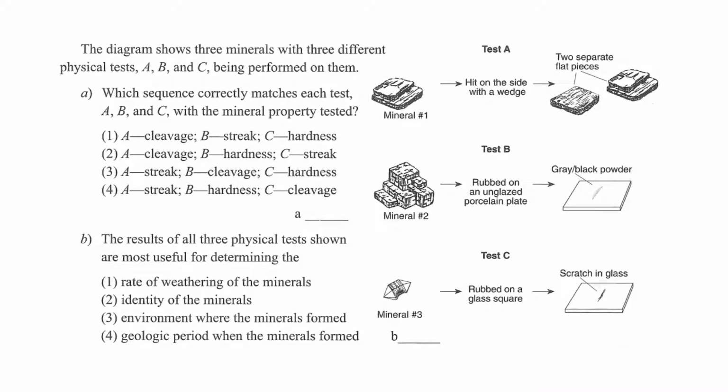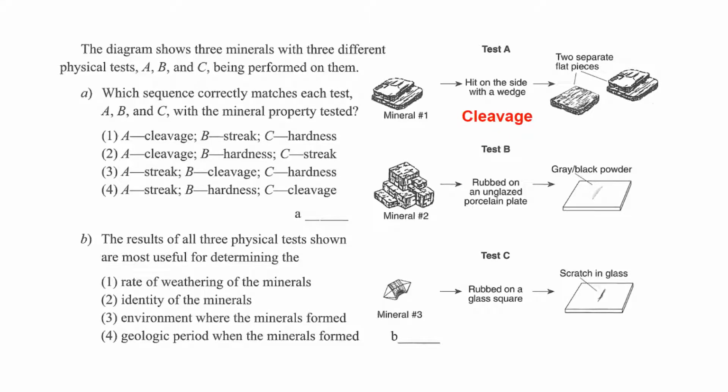The diagrams on the left-hand side, tests A, B, and C, are all tests that you would commonly perform on minerals in order to figure out what mineral sample you're looking at. In test A, the mineral has been hit on the side with a wedge. It could be a hammer, it could be anything, but it breaks apart into two separate flat pieces. So that is testing for the property of breakage known as cleavage.